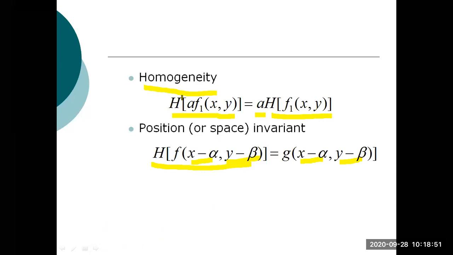So the first three conditions are for linearity, and this condition is for invariance. H of f of x minus alpha comma y minus beta is equal to g of x minus alpha comma y minus beta. It is called the condition for position invariance of a system H.